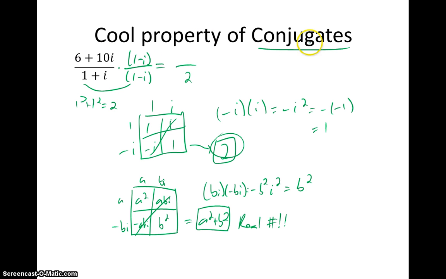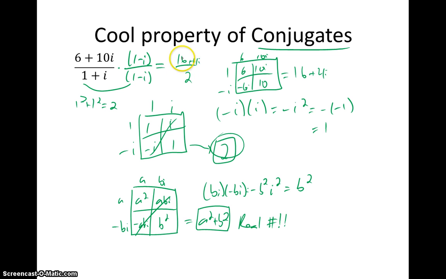Now on the top, we'll have to make a box. We have 6 plus 10i, and we have 1 minus i. So we have 6, we have 10i. 6 times negative i is negative 6i. Negative i times 10i is negative 10i squared, which is positive 10. Right, and that gets us positive, let's see, 16. And then 10i minus 6i is plus 4i. So on the top we'll have 16 plus 4i.